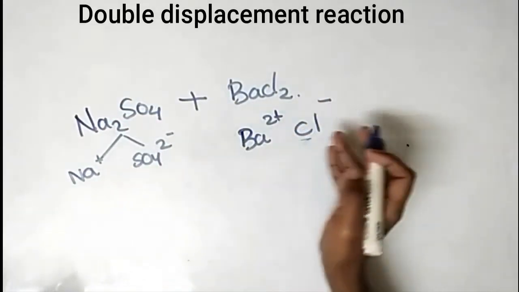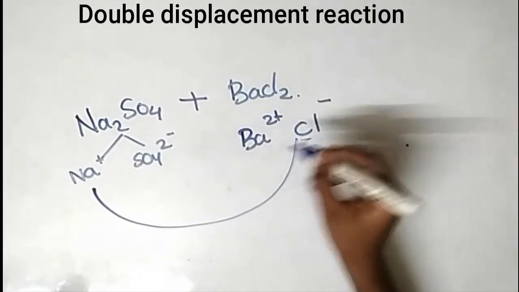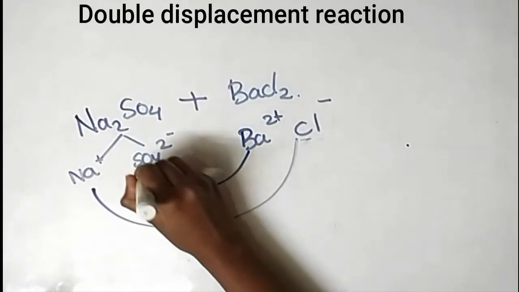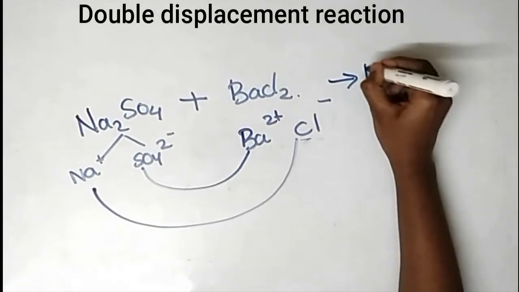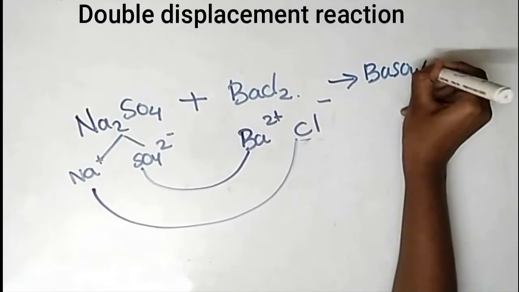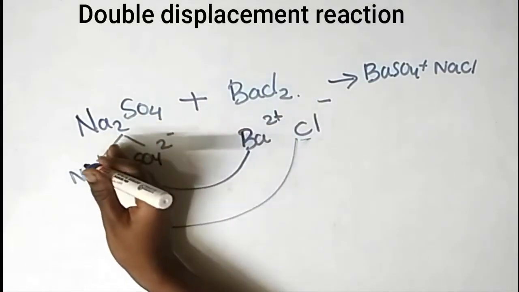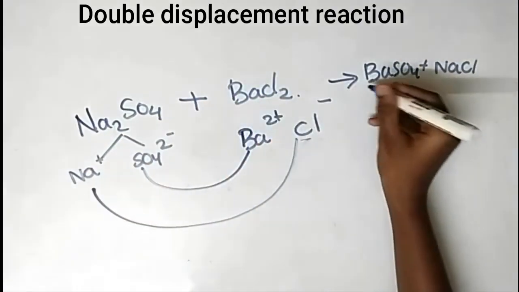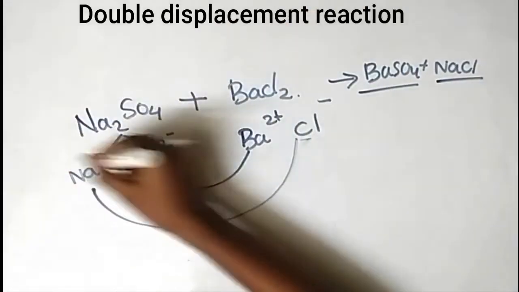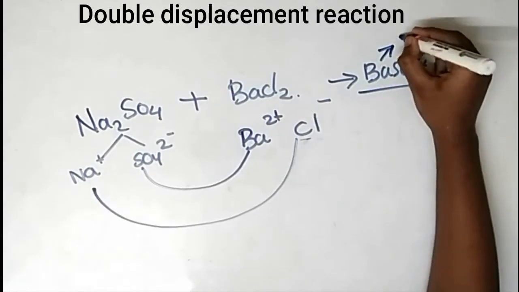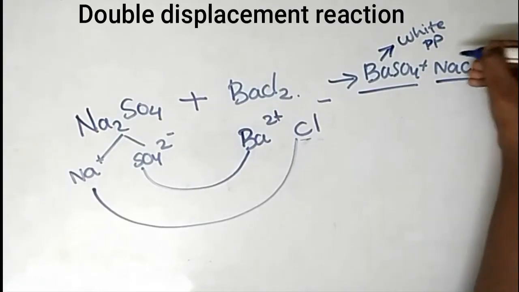The sodium gets exchanged with the chloride ion and the Ba2+ gets exchanged with the sulfate ion. That is, we get the products BaSO4 plus NaCl. So in this reaction between the sodium sulfate and the barium chloride, the barium sulfate and the sodium chloride are formed, and the exchange of ions takes place. The barium sulfate is seen as the white precipitate and the NaCl is dissolved in the solution.